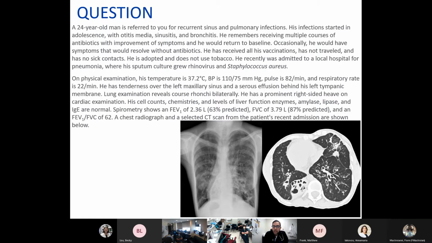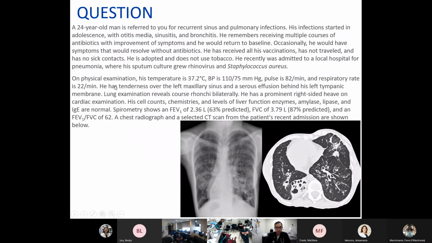He's adopted, does not use tobacco, and was recently admitted to a local hospital for pneumonia where sputum culture grew rhinovirus and Staph aureus. On physical exam, he's afebrile, 37.2, blood pressure 110/75, heart rate 82, respiratory rate 22. He has tenderness over the left maxillary sinus and a serous effusion behind his left tympanic membrane. Lung exam reveals coarse bronchi bilaterally. He has a prominent right-sided heave on cardiac exam. His cell counts, chemistries, and levels of liver function enzymes, amylase, lipase, and IgE are normal.